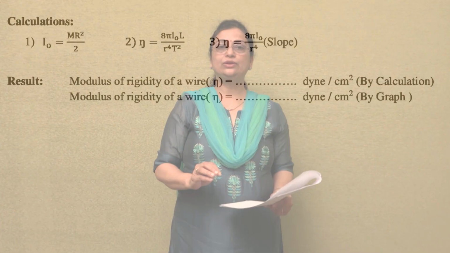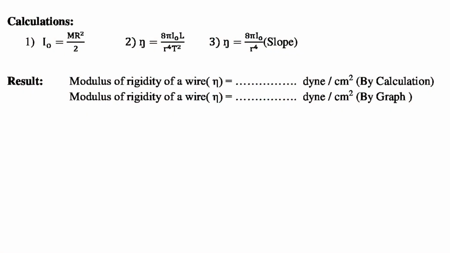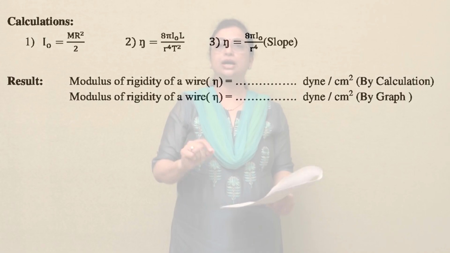So we have 3 calculations here. One calculation is for moment of inertia, one is for modulus of rigidity from the observations, and one is for modulus of rigidity from the slope of the graph. And hence we get the modulus of rigidity of the wire. Enter that in the result form, by graph and by calculation.